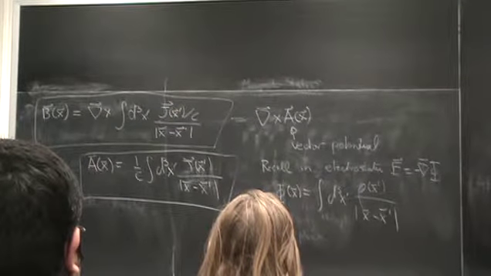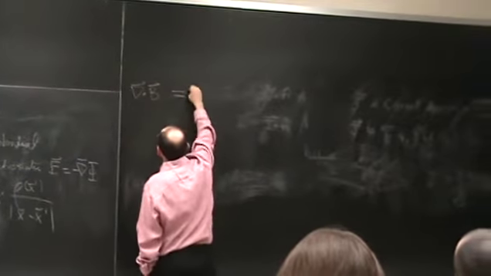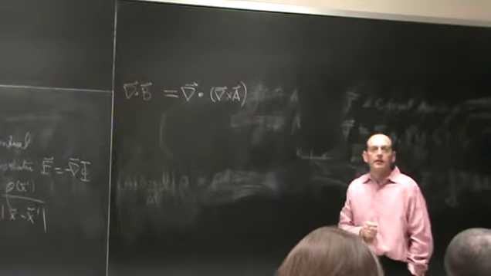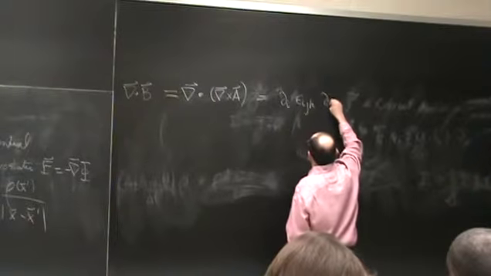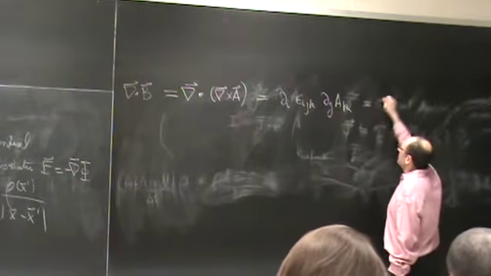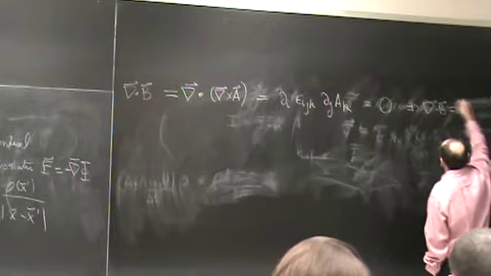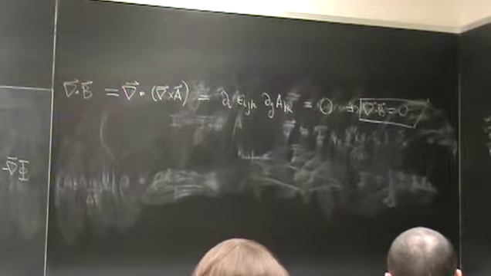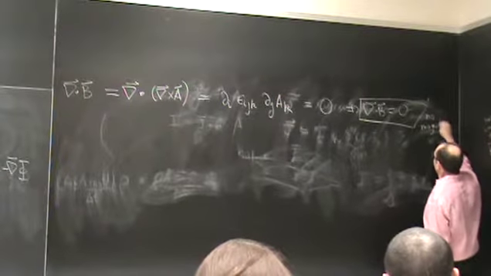From this, we can now get the field equations, because the divergence of B is equal to the divergence of the curl of A. And that is equal to partial i epsilon ijk partial j A k. And the epsilon ijk will give me a del cross del, which is zero. So the first field equation is the Maxwell equation that's very lonely. It's the Maxwell equation that will remain nameless. But it's the divergence equation. It says that there are no magnetic monopoles.